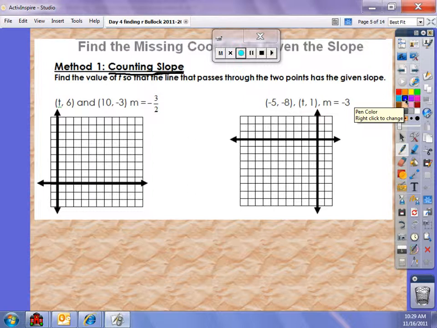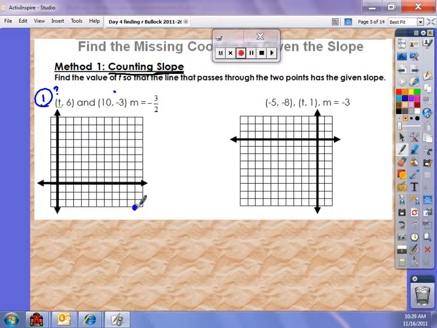So in this example, number one, we are given an ordered pair (t, 6). So this is what we don't know, an x value. And I know I've got (10, -3), and my slope is -3/2. Okay, so what I'm going to do first is plot the point that I know. I'm going to plot (10, -3). 1, 2, 3, 4, 5, 6, 7, 8, 9, 10. 1, 2, 3. So here's the point that I know.